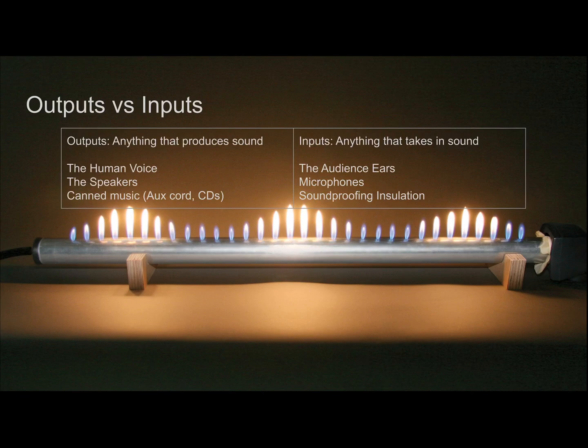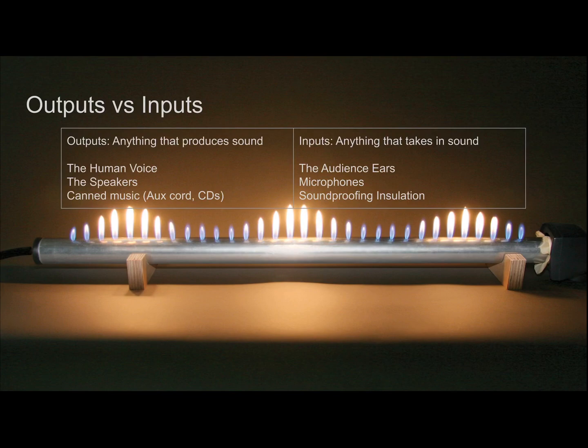So the sound designer has to think really hard about two kinds of devices. We have outputs and inputs. An output is anything that produces sound. For example, the voice that I'm currently using to speak produces sound. Some other examples are the speakers in the auditorium. We have three main speakers: the speaker on the left, the speaker in the center, and the speaker on the right. Those can all produce sounds.